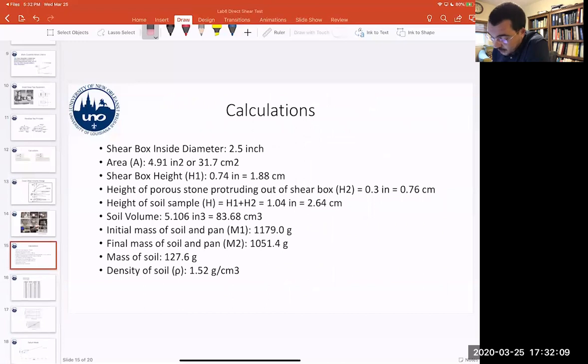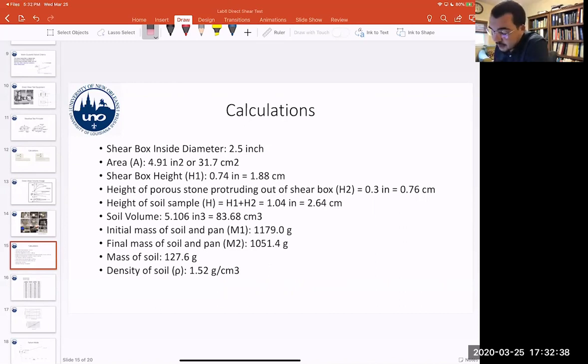So the shear box inside diameter is 2.5 inches. This is the area. That's the shear box height, and we'll measure that with a caliper. We need the height of this porous stone because if we want to do any volume calculation, we are just interested in the volume of the sample. We don't care about the volume of the stone above the sample and below the sample.